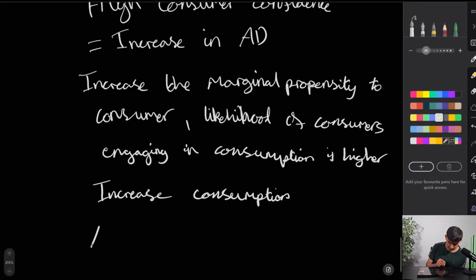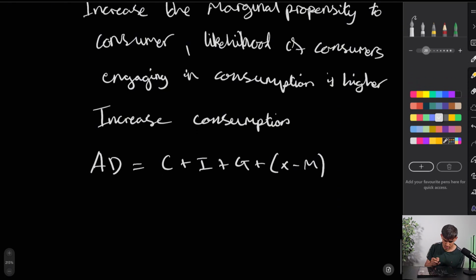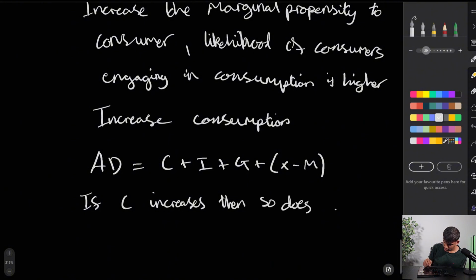And why would this increase AD? Well, this is because the formula for AD equals C plus I plus G plus X minus M, where C is equal to consumption. So if C increases, then so does AD.